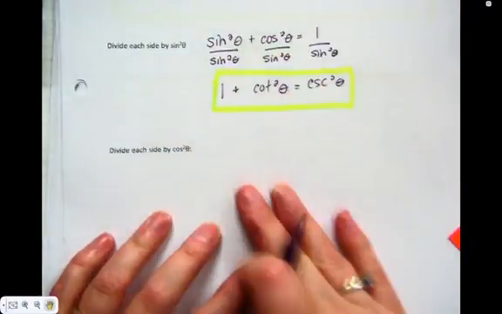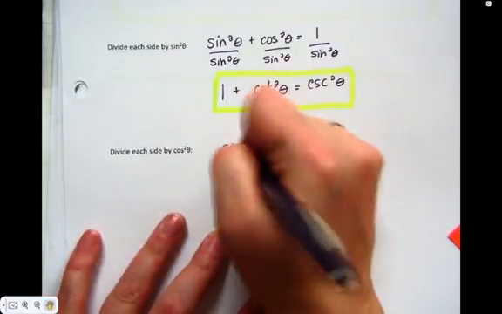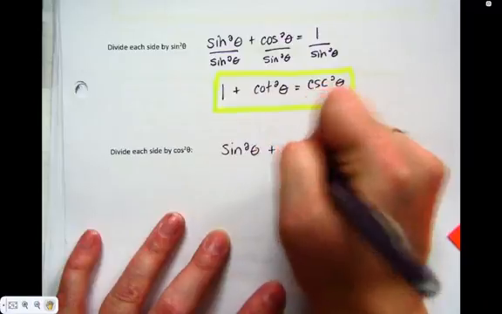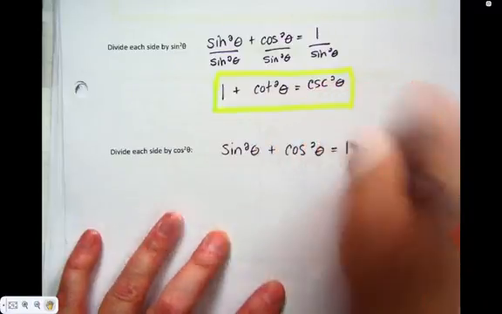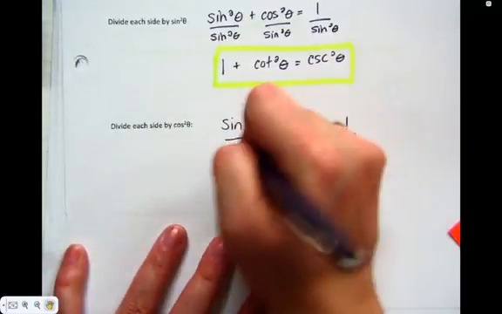And let's go back to the original, and we'll do the same thing now, but we'll divide by cos squared. So go back to our sine squared plus cos squared equals 1. And this time I'm going to divide both sides by cos squared.